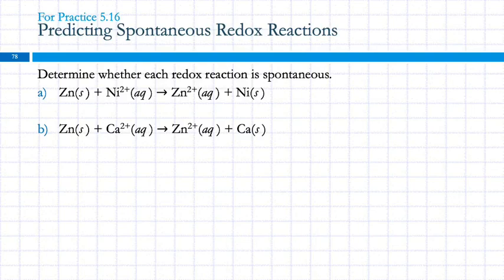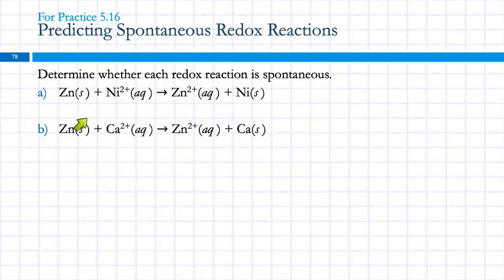Predicting spontaneous redox reactions. Determine whether each redox reaction is spontaneous. Is it going to happen in the direction that it's written? So what do we have going on here? Here we've got zinc. Does zinc have a charge? No. He doesn't have a date. Going alone. Here's nickel. Nickel has a positive charge. Does nickel have a date? Mm-hmm. Afterwards, zinc's got the girl, and nickel goes home by himself.